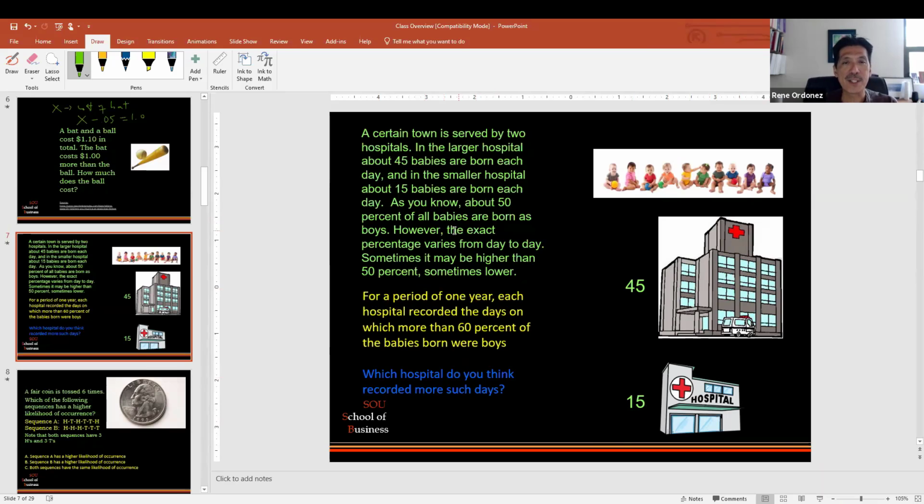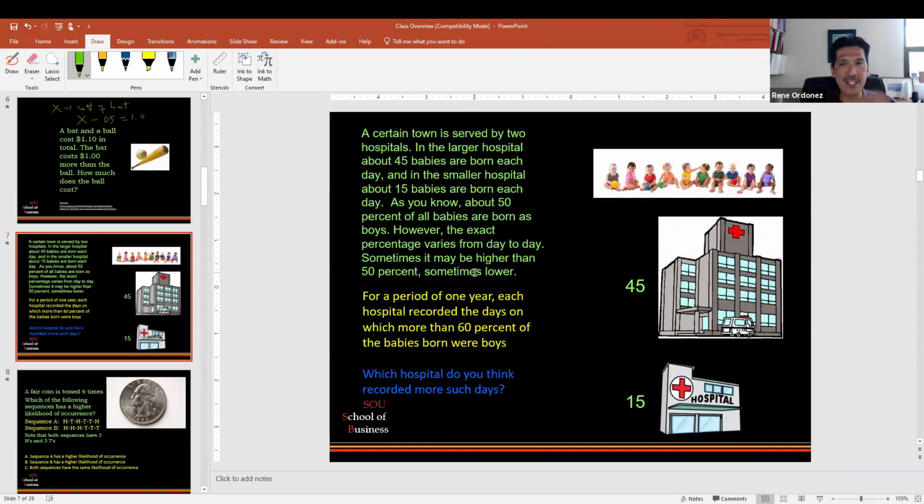As you know, about 50% of all babies are born as boys. So in statistics, we call this sort of the a priori assumption. We know from maybe historical data that there's a 50-50 chance of the gender of the baby being born as boy or girl. However, the exact percentage will vary from day to day. Sometimes it may be higher than 50%, sometimes lower. And in statistics, we call that sort of the random variation.